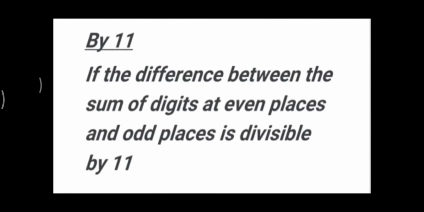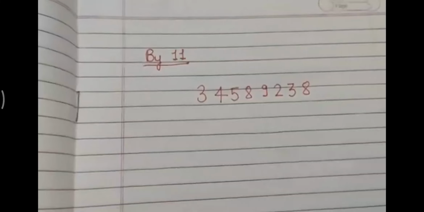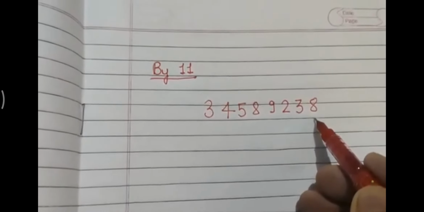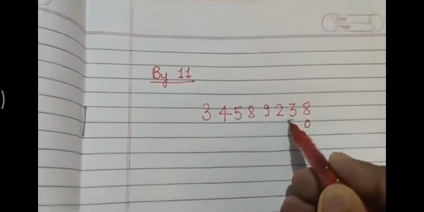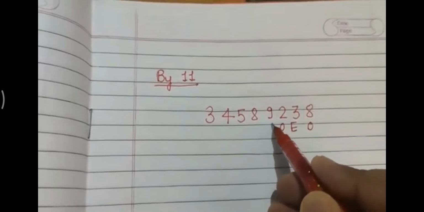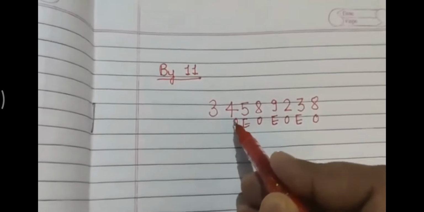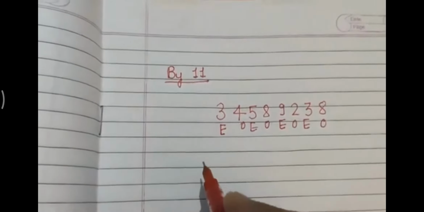Now there is one example for solving the divisibility of 11. Now this is the example I have taken. So mark the digits from the right side once. This is odd, even, odd, even, odd, even, odd, even. Now add all even digits and odd digits.